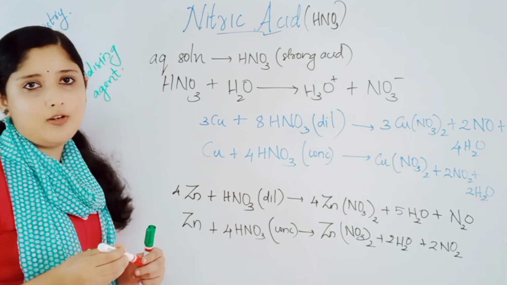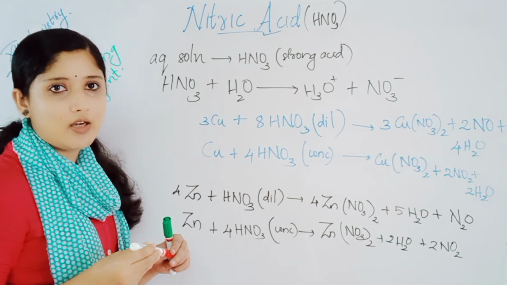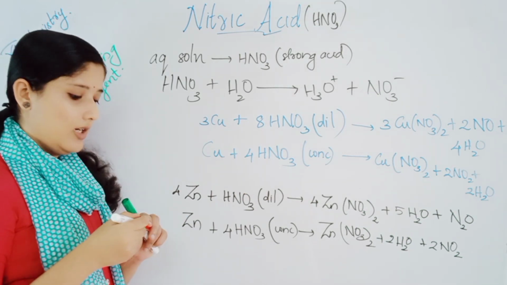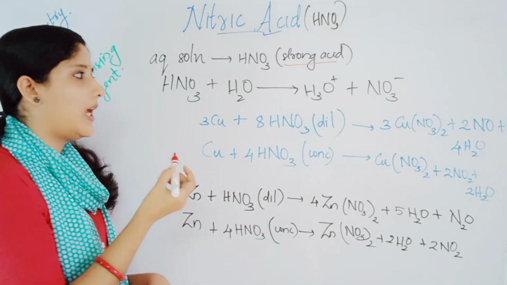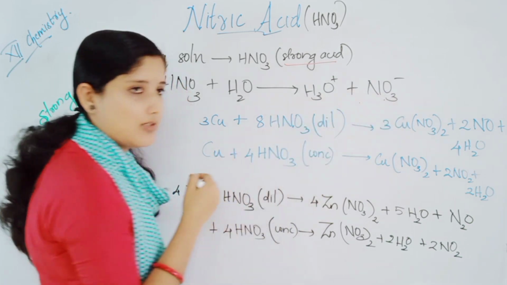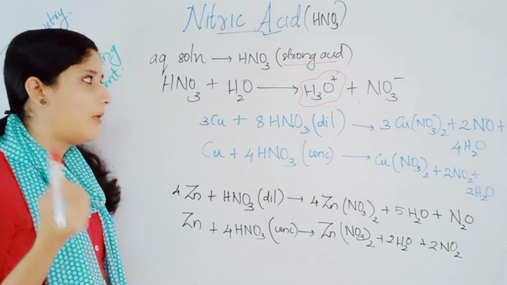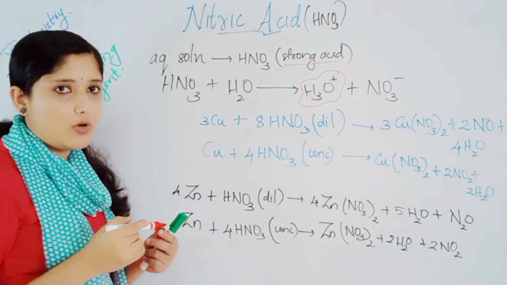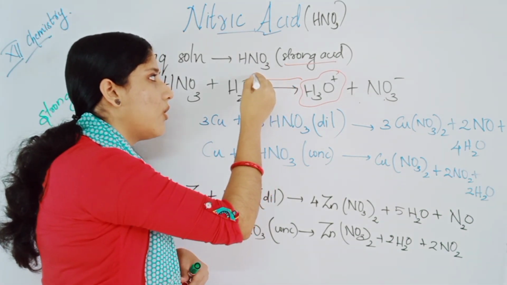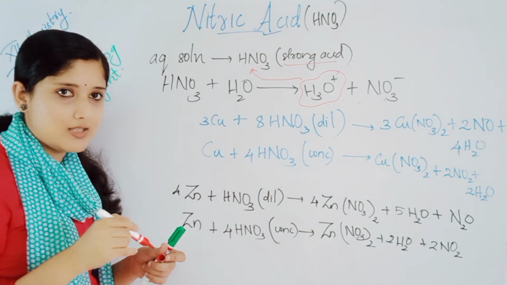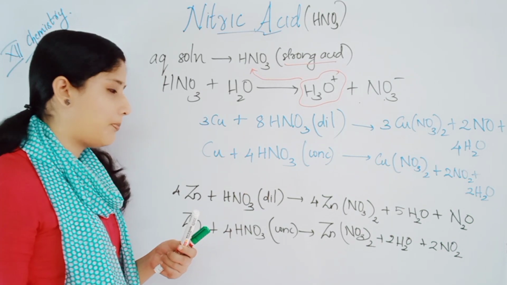In aqueous solution, HNO3, or nitric acid, acts as a strong acid. The equation is HNO3 plus H2O gives H3O+ plus NO3-. This H3O+ is called the hydronium ion. When nitric acid reacts with water, hydronium ions are produced, which indicates that it is a strong acid. Nitric acid is a strong acid because hydronium ions are produced when it reacts with water.